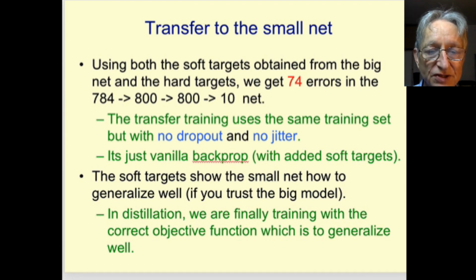This is because soft targets show the small net how it ought to generalize. That is, they show the small net that, okay, the right answer is a 2, but if you had to guess the second answer, it would be a 0. That's a generalization. And when you're training the little net, you're teaching it to generalize the same way as the big net. So assuming the big net learned a good model, when you train the little net, you're training it with a much better objective function than we normally use. You're not training it to get the right answer. You're training it to generalize the same way as the big net. And we're assuming the big net already generalizes well. So finally, you're training something right. You're training it to generalize, not to fit the training data.